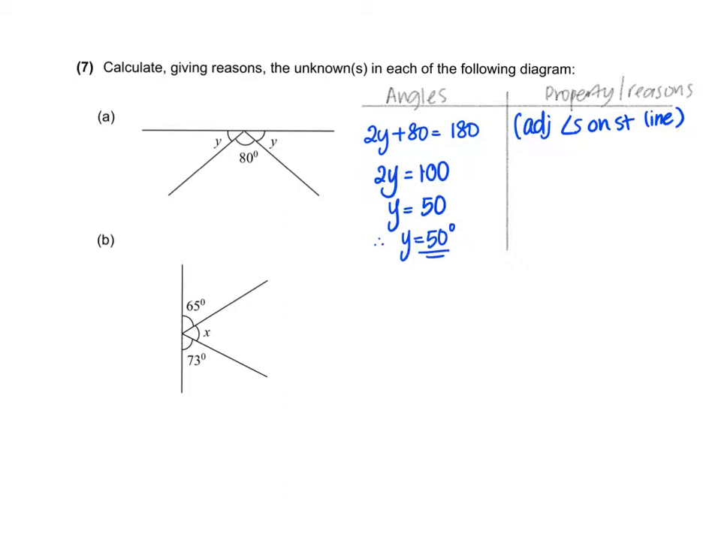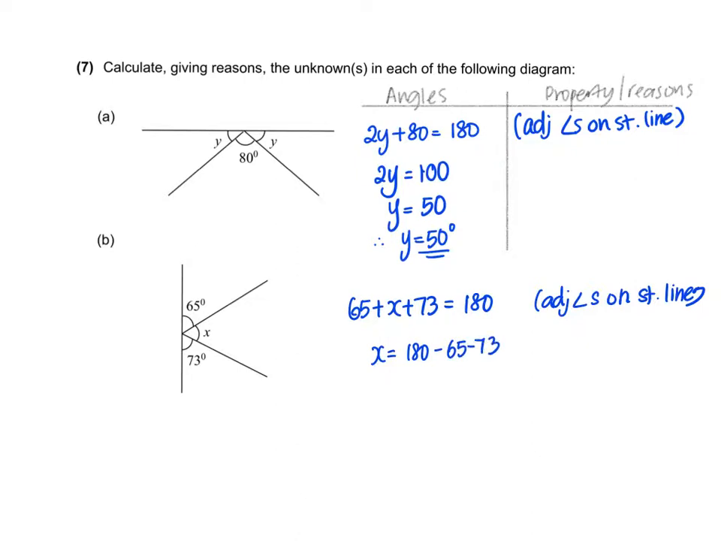So we have part B. All these three angles over here form 180 degrees again. So we're going to write down our equation. To form an equation, a property in this case, I will have 65 plus x plus 73 equals 180. Again, I'm going to write my reasons. That is because of adjacent angles on a straight line, in brackets. And then now I'll go into finding the value for x. So x will be 180 minus 65 minus 73, and x equals 42 degrees.